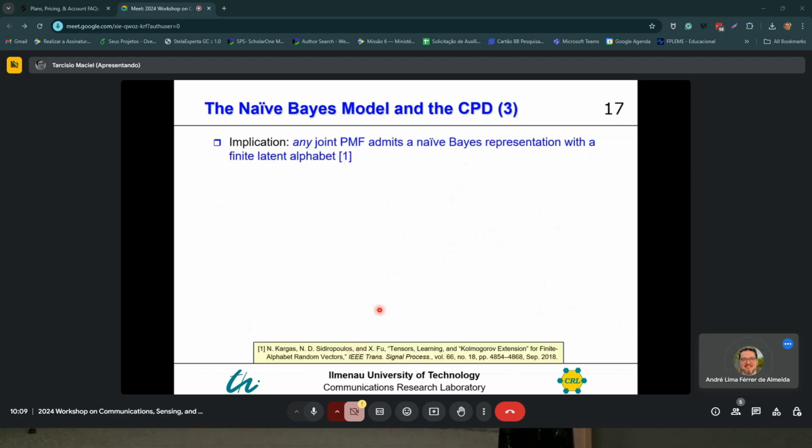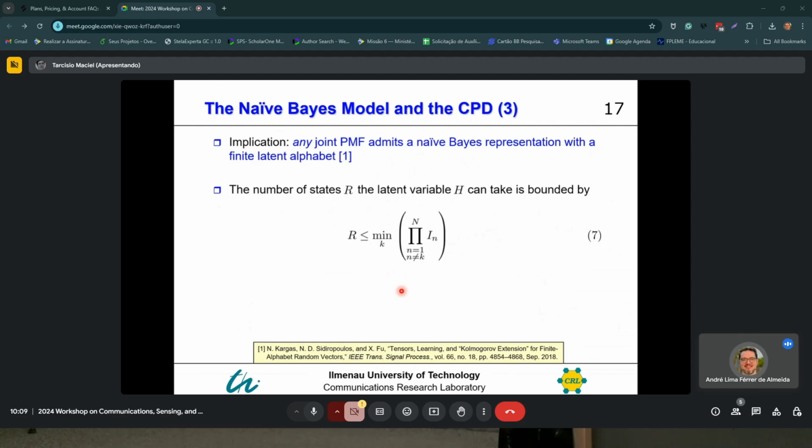Okay. So the implication is that any joint PMF admits a naive Bayes representation with a finite latent alphabet, as shown by Nikos Sidiropoulos and his co-workers in this paper. And the number of states R the latent variable H can take is bounded by the product of all dimensions except for one. This is a very loose bound, actually, for the rank. Uniqueness is not guaranteed with this bound. In addition, of course, the CPD uniqueness conditions must be fulfilled.